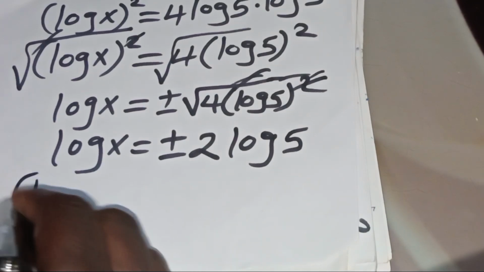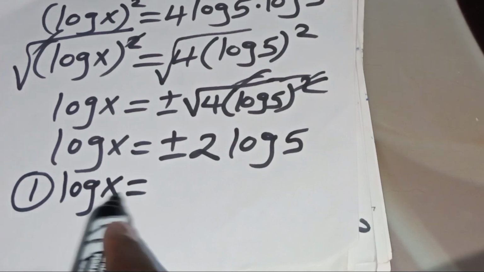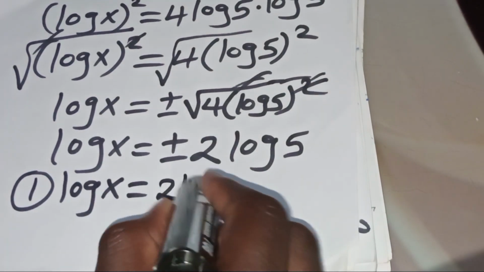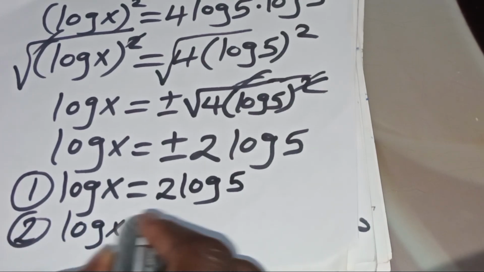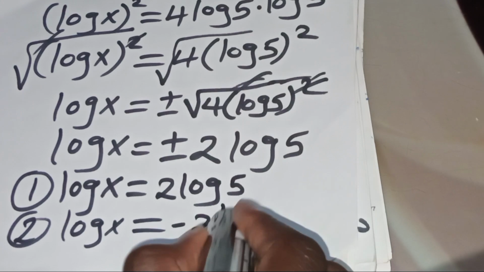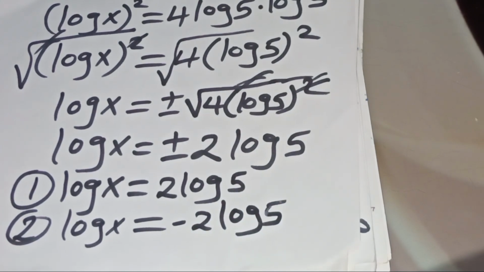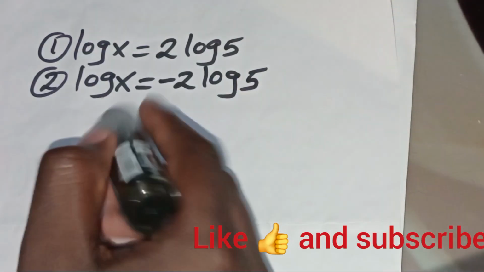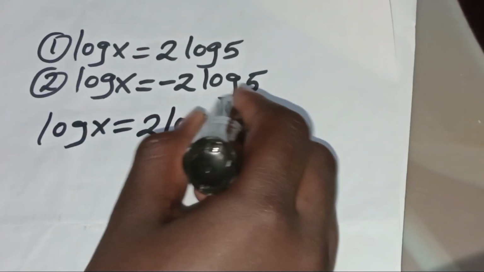So that means that we have the first two values of log x. The first value of log x is 2 log 5, and the second value of log x is negative 2 log 5. Now, let's solve for the values of x. From equation 1, log x equal to 2 log 5, and equation 2, log x equal to negative 2 log 5, as follows. From equation 1, log x is equal to 2 log 5.